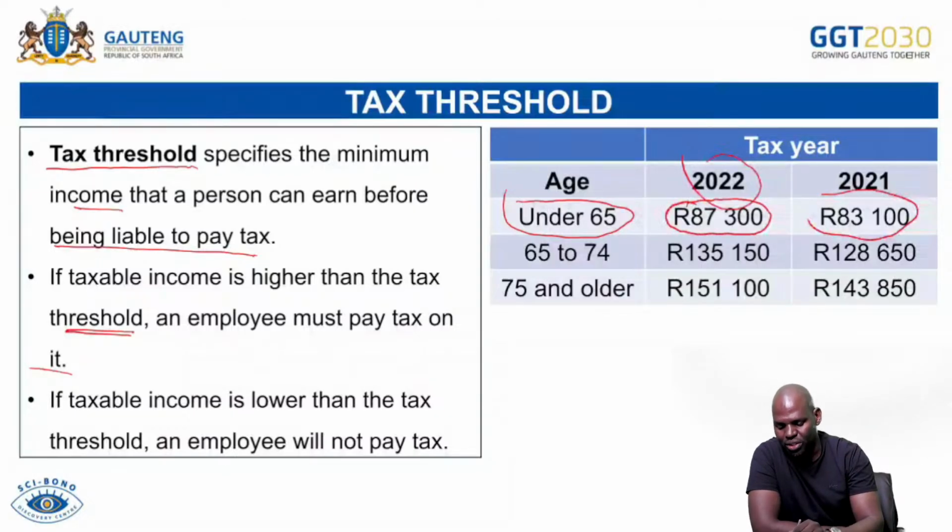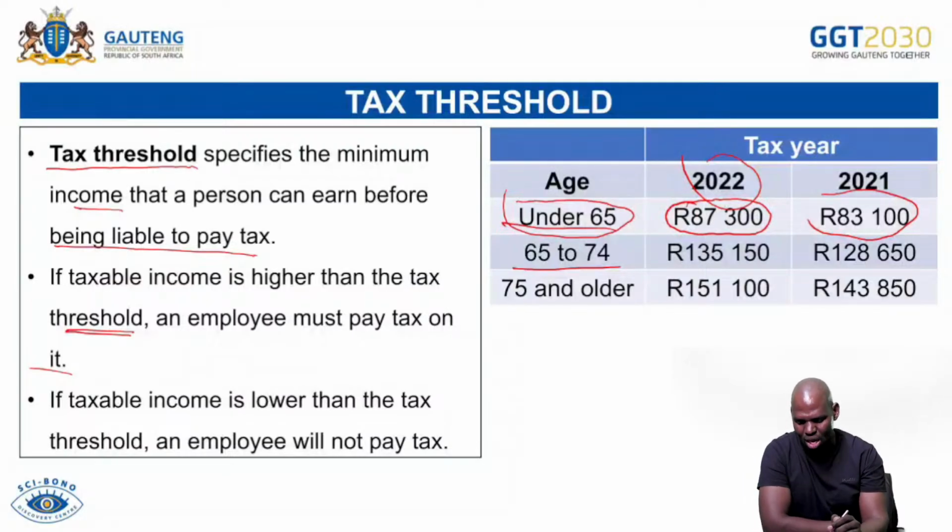But any person who was earning 83,100 and above, and was below the age of 65, then that person paid tax. Then for 65 to 74, they say if the person was 65 to 74 in 2022, if that person earned 135,150 and more, that person qualified to pay tax. But any amount below, that person qualified not to pay tax, and so on.